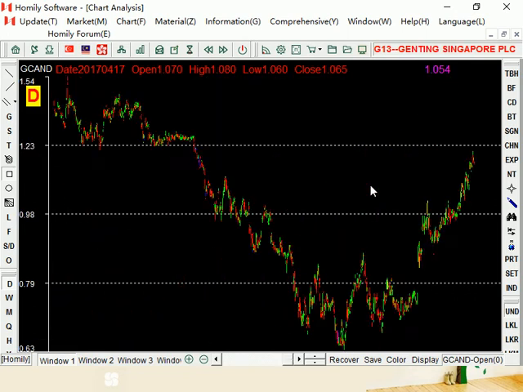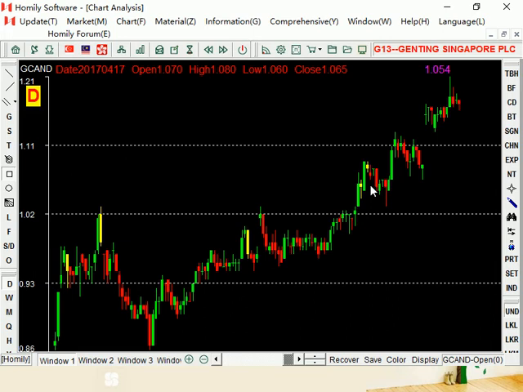Let's see the Genting. So we can see the Genting is uptrend or downtrend? Uptrend. So you can see there's no blue signal appears in the uptrend, because the blue signal only appears in the downtrend. If you see the price is in the uptrend, the yellow candlestick will appear, not the blue candlestick.